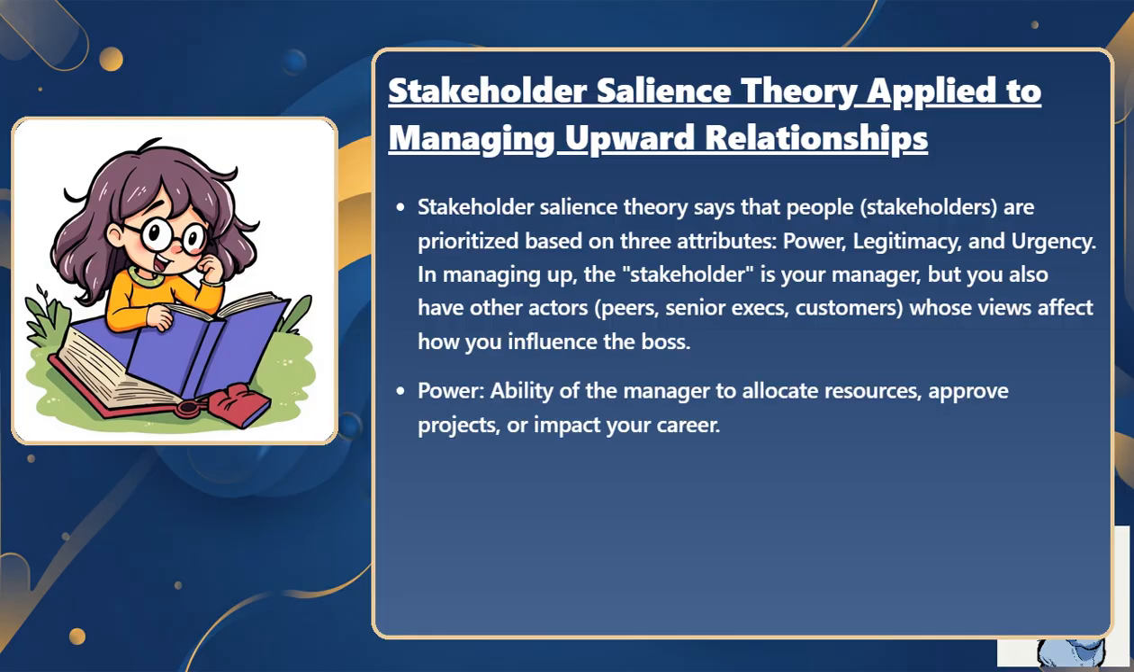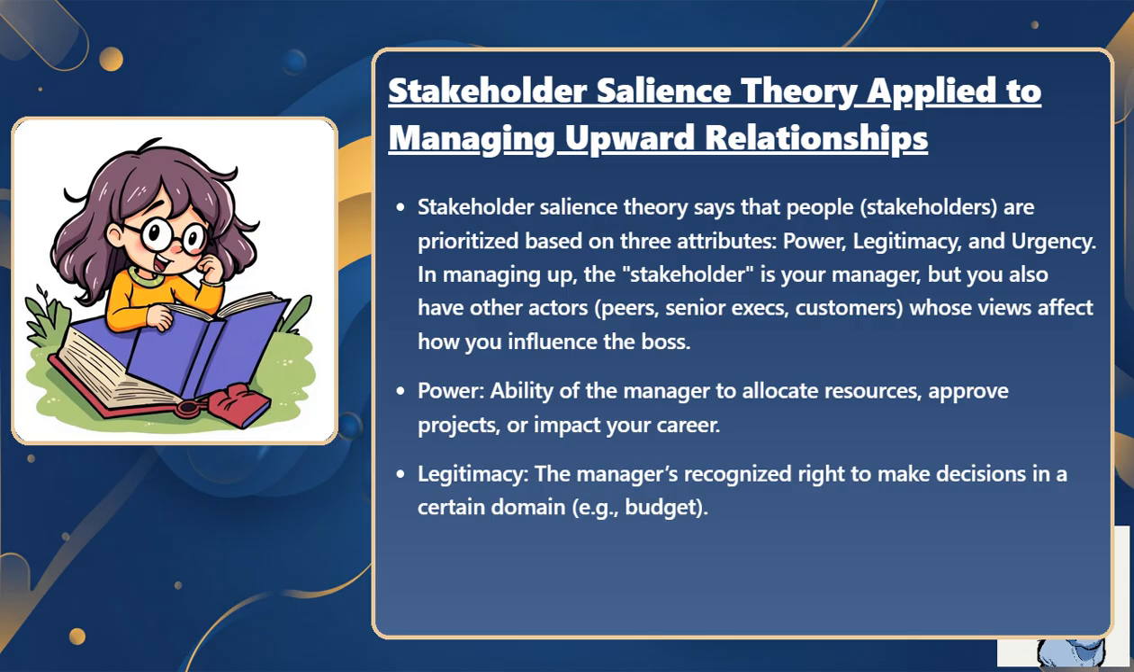Power means the ability of the manager to allocate resources, approve projects, or impact your career. Legitimacy refers to the manager's recognized right to make decisions in a certain domain, for example, budget. Urgency describes how time-sensitive the manager's need is, such as a deadline.